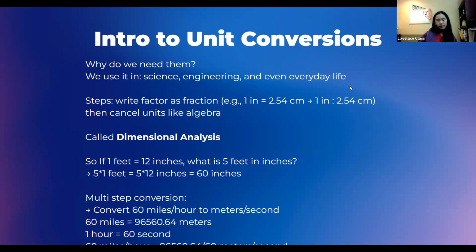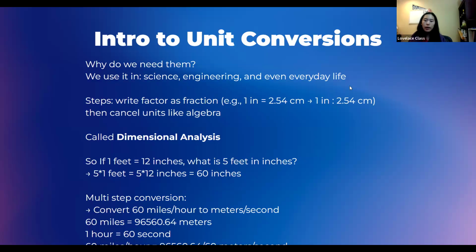But sometimes we have multi-step conversions. So like when your parents are driving on the road, for example, we have this thing called speed. Speed is typically measured in miles per hour. If you've ever seen your parents drive, ask them what speed are you going at? Well, it's typically measured in miles per hour. Most people don't say how many meters per second you're going at, but that is another way to measure speed.